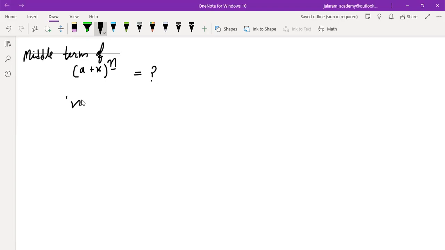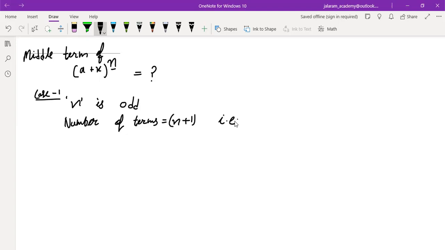If n is odd, case 1. So let's take the first case as when n is odd. What will be the number of terms then? Can you tell? Sir, n plus 1. n plus 1, and whether it will be either odd or even. If we add 1 to an odd number, it will be even. Is that clear to you?